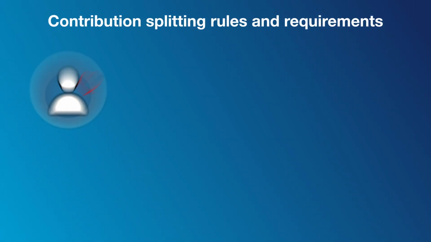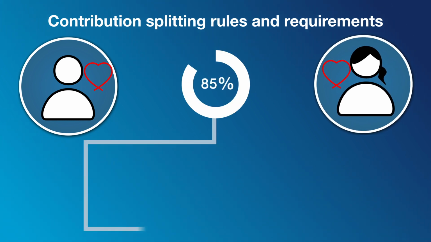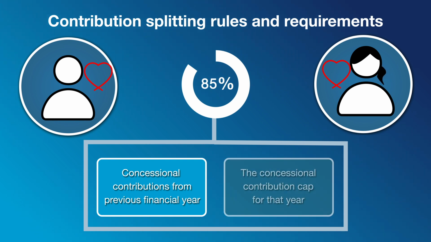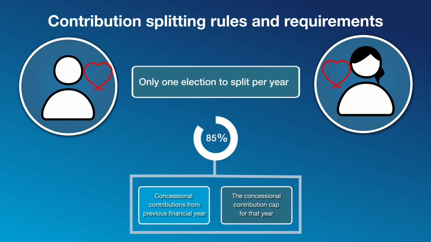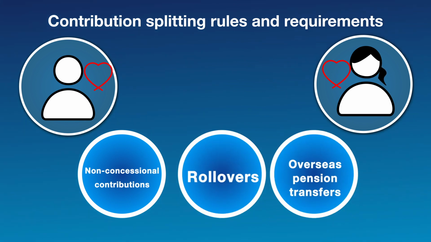Contribution splitting allows an individual to split with their spouse up to 85% of the lesser of their concessional contributions from the previous financial year or the concessional contribution cap for that financial year. Amounts that have been previously split cannot be split again, meaning only one election to split can be made per year. Non-concessional contributions, rollovers, or overseas pension transfers cannot be split.